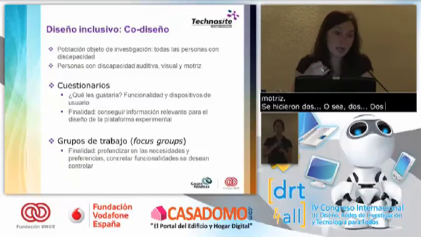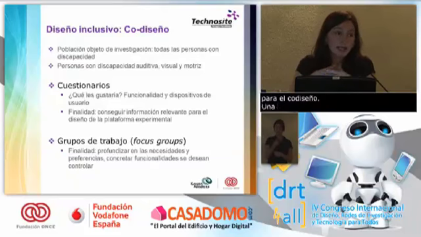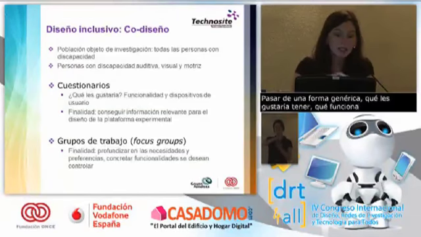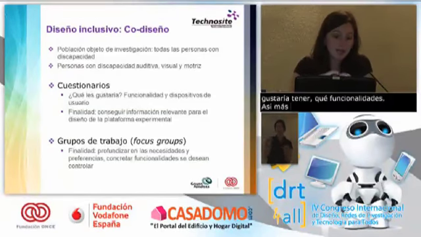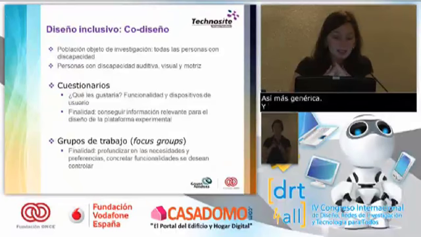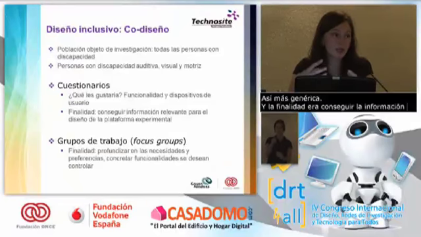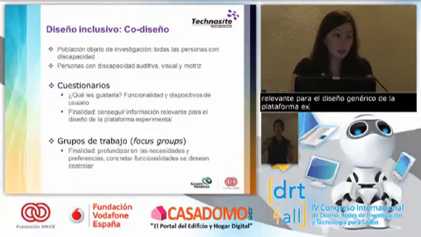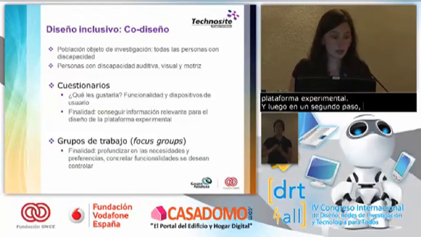We had two things for co-design. First of all, we used questionnaires, which was about looking at things in general terms, what people would like to have. That was information that was useful for the general design of the experimental platform. And then the second stage was to do focus groups.